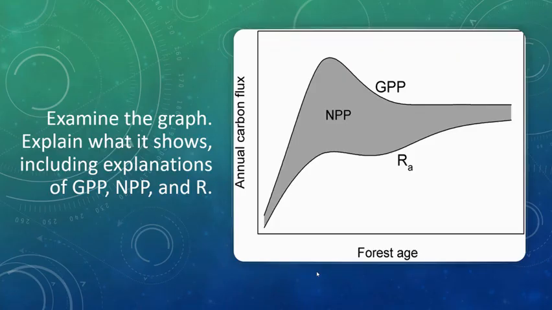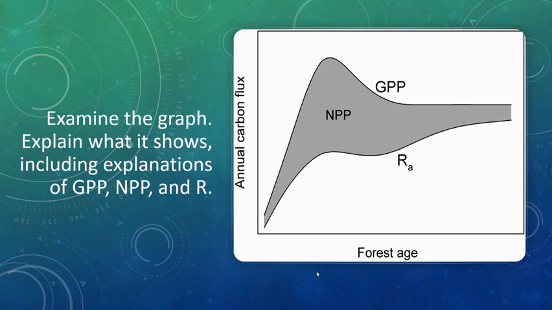So take a minute to look at this graph. We have the age of a forest on the bottom, which is essentially years. And on the top, we have how much carbon is going through that forest. So what does this mean? Maybe pause the video for a moment, write down some thoughts, and then start it back up when you're ready.